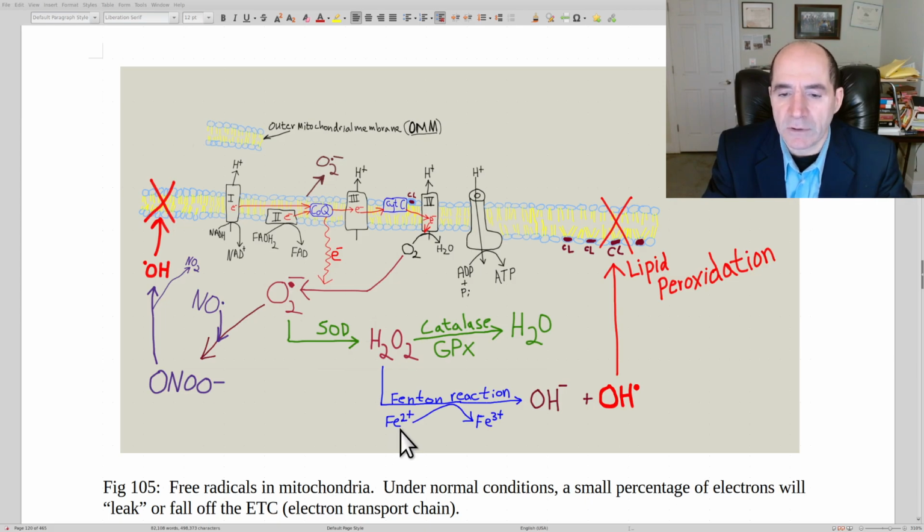Okay, so the Fenton reaction is easy to remember. Fe, ferrous for iron in Latin, and Fe for Fenton. So they both start with Fe.